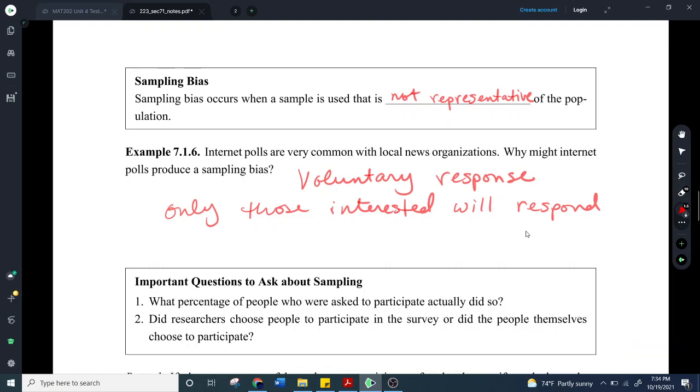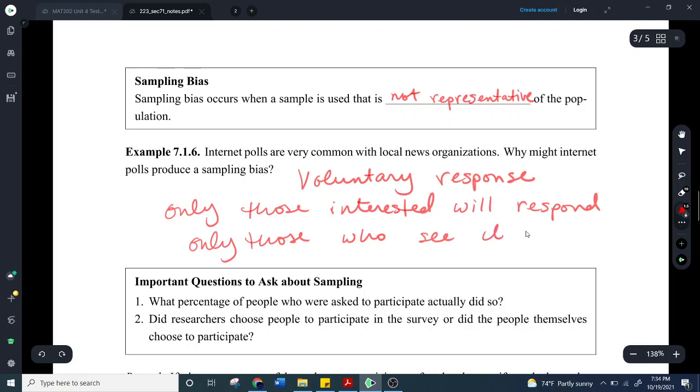If I'm not on, say, this is an internet poll on a news organization's Facebook page. If I don't follow them on their Facebook page, then I'm not necessarily going to even see the poll. So have I been represented, or has my age group or my demographic been represented? Probably not. So only those who see it online have a chance to respond.